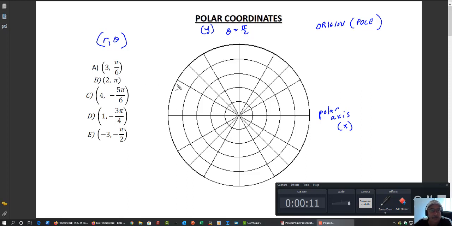So in the first example, we're going to say 3, pi over 6 radians. Now here again, you must know where your angles are on your circle if you're going to be successful here. So pi over 6, you should know, is here. So we're going to go from the pole 1, 2, 3. And that is all it takes to plot a polar point. And what I'll do is I'll just put A next to it.